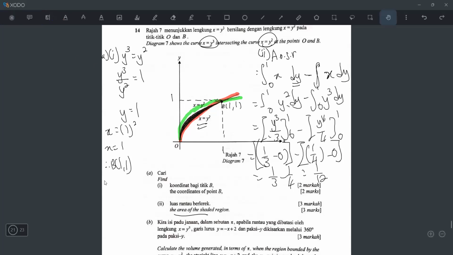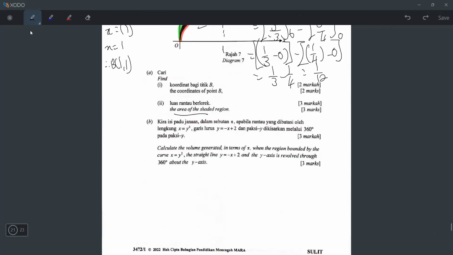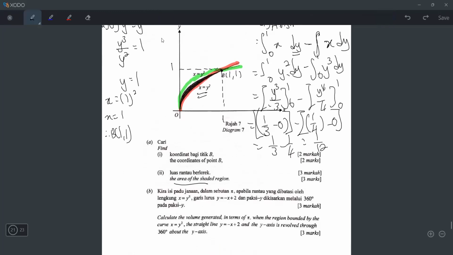Question B says calculate, okay, I think I should look at the diagram. Calculate the volume generated in terms of pi when the region bounded by curve. Oh, this one I need to erase. So let's erase it nicely. So, okay, calculate the volume generated when the region bounded. Bounded means surrounded. Surrounded by what? Curve.